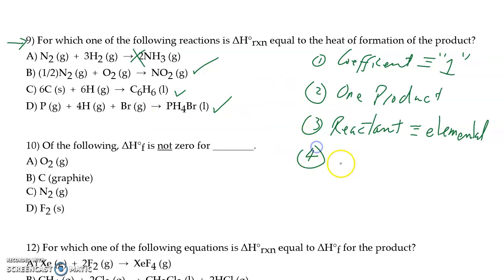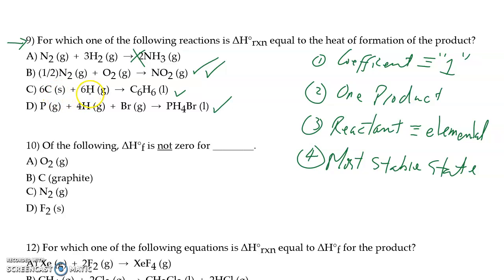Number 4, the most stable state. That means under ambient condition at room temperature, what would be the right state? Let's look at it. This one, nitrogen is a gas, that's good. Oxygen is a gas, that's good. So this one is really good. Look at this one. Carbon is a solid. Well, carbon standard state is graphite, it is solid.